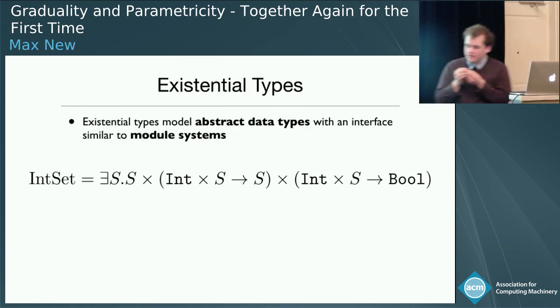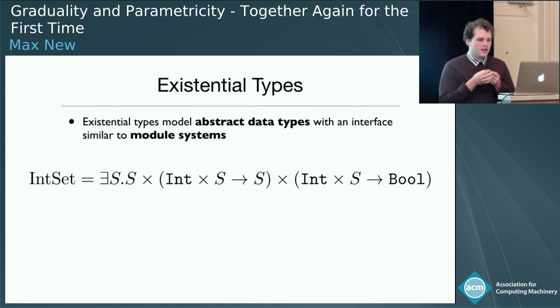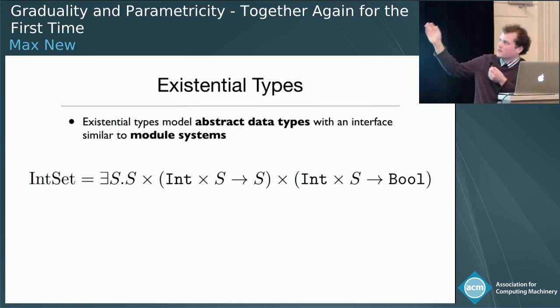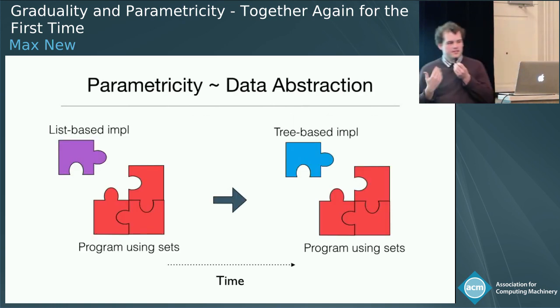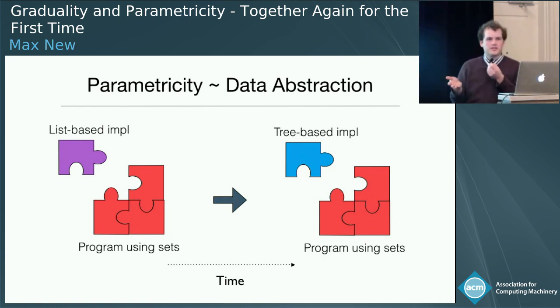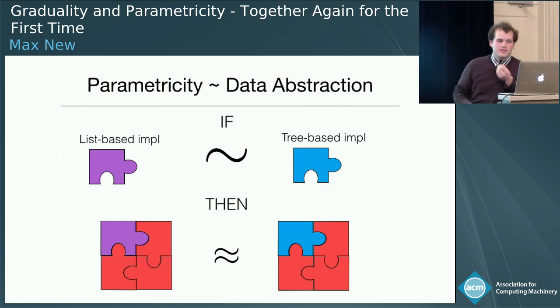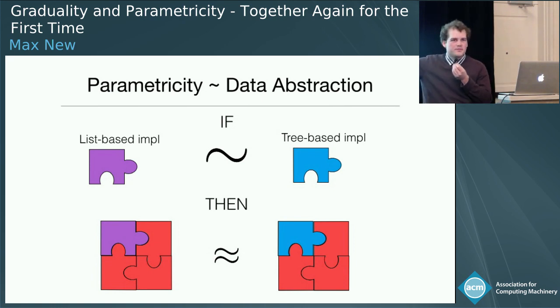Okay, and for parametricity, we're also interested in existential types, which model abstract data types, and they give an interface similar to module systems. So, for instance, here's an existential type for sets of integers, where there's an abstract type S, that's the implementation of our sets of integers, and then we get three operations: empty set, inserting into the set, and checking for membership. Parametricity for existential types is all about data abstraction. With existential types, we might start with a simple list-based implementation, but later on we might replace it with a tree-based implementation. Parametricity allows us to reason that this doesn't change the behavior of the program overall. So it gives us a principle that if we can show that the list-based implementation is related to the tree-based implementation in a certain way, then plugging them into a larger program has the same behavior.